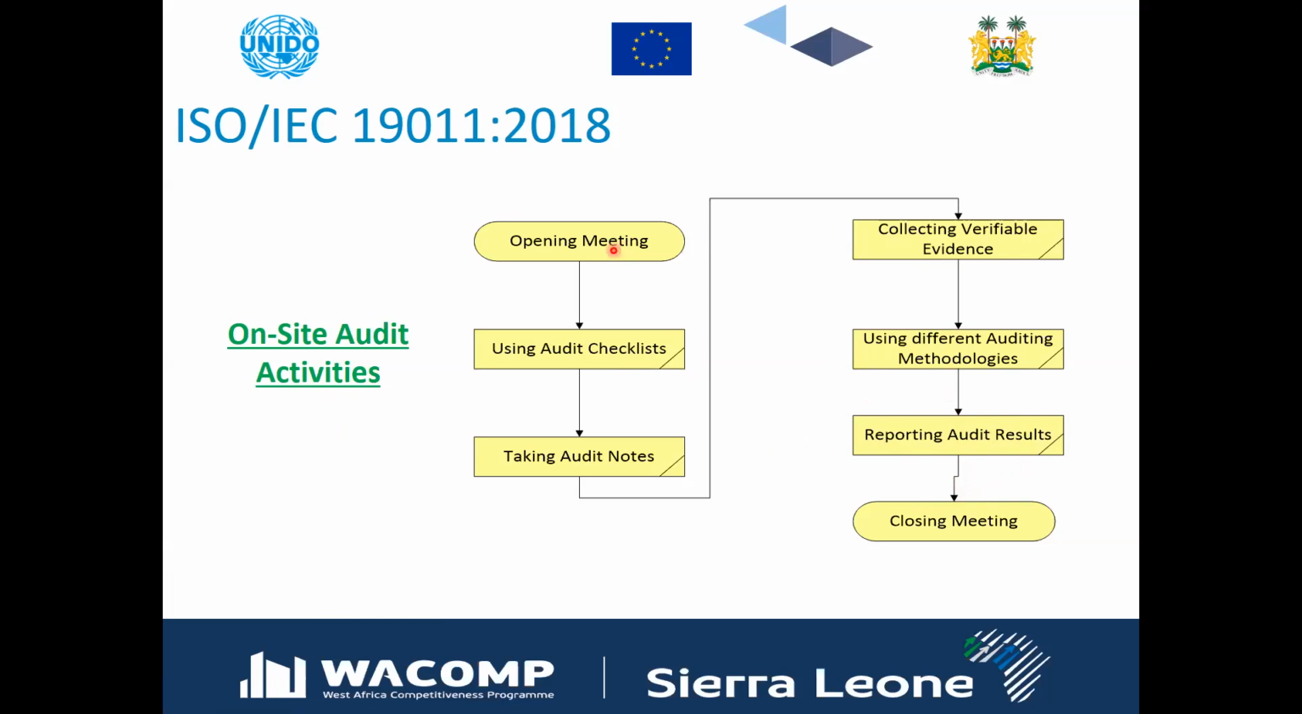The opening meeting is an introduction, and the closing meeting is very important to share the audit report, in which you state how many non-conformances there were, how many good things you have found, and what your final observation and conclusion is. Normally the lead auditor finalizes this report and presents it in the closing meeting.